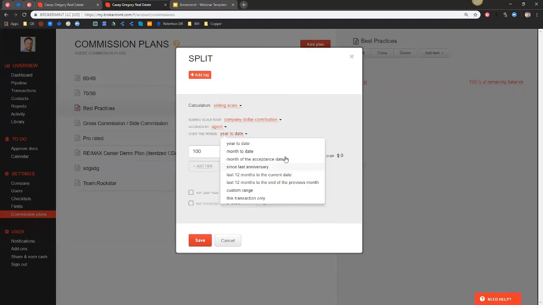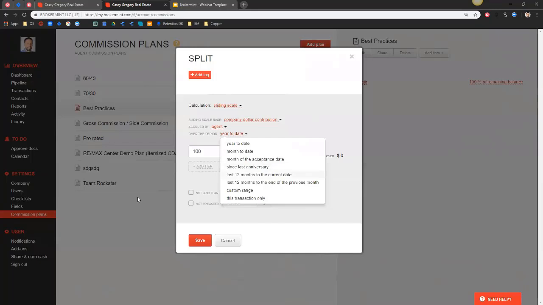Another very common one is since last anniversary. This one is always defined in all of your user profiles. In your user information, there is a field for your agent's anniversary date, and these plans will automatically reset based on each individual agent's anniversary date.